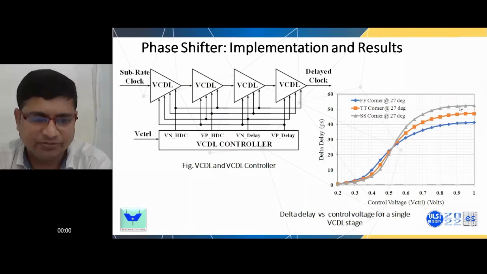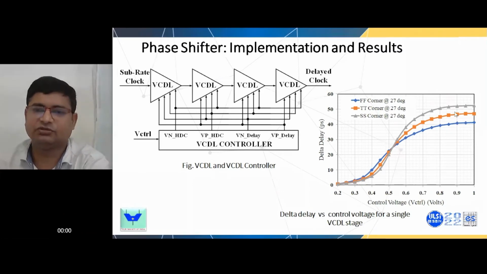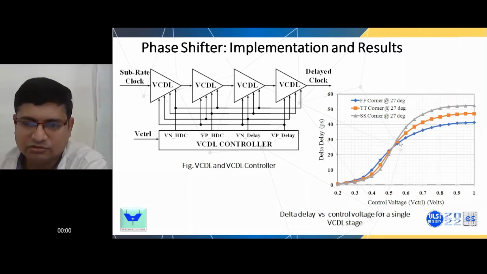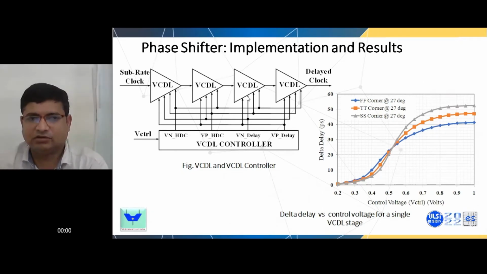And this is the phase shifter we are using, to shift the clock, that means the sub-rate clock. We have used 4 stages, because for 10 Gbps the maximum jitter we are assuming is 100 picosecond. So for that we need a delta delay of 100 picosecond. For that we are using 4 stages.